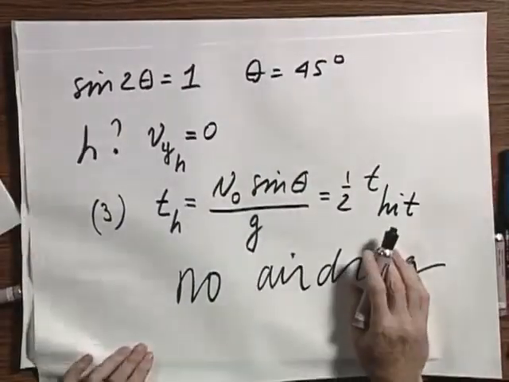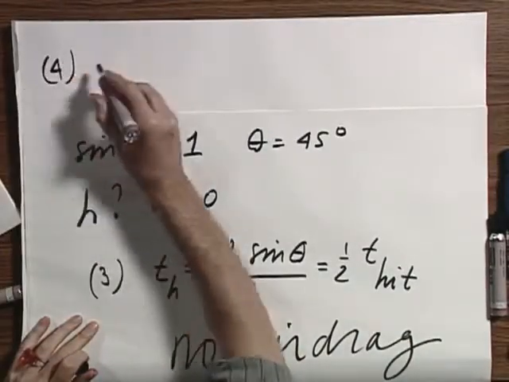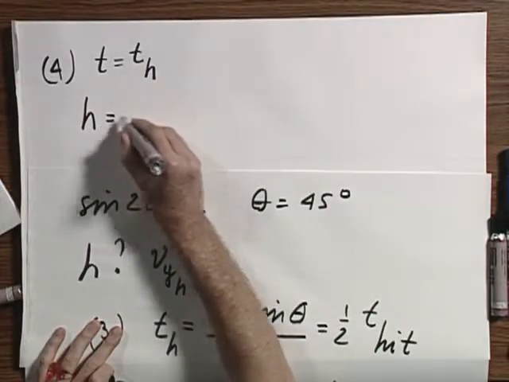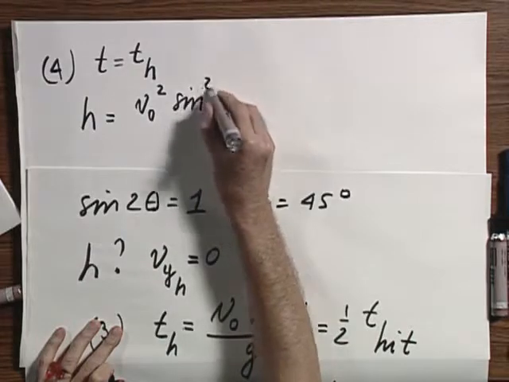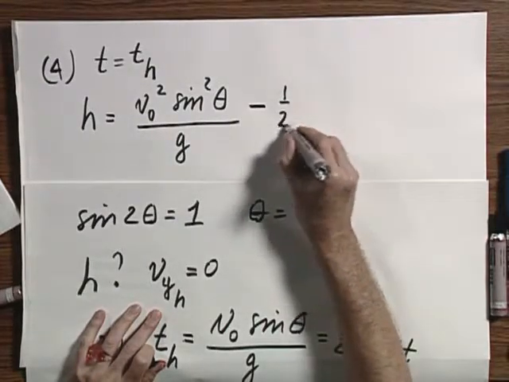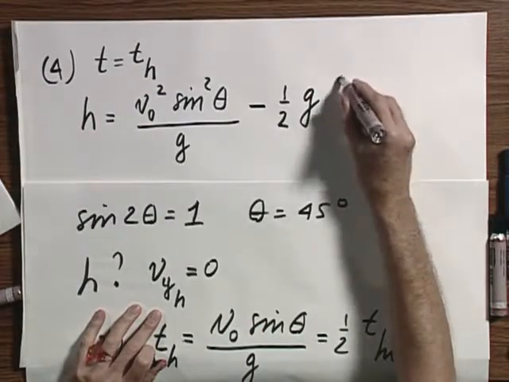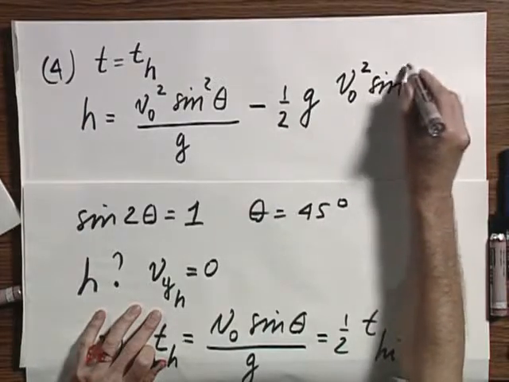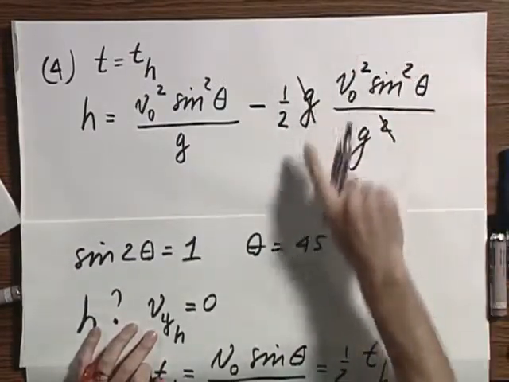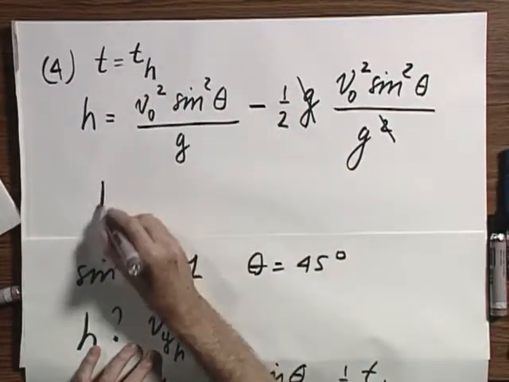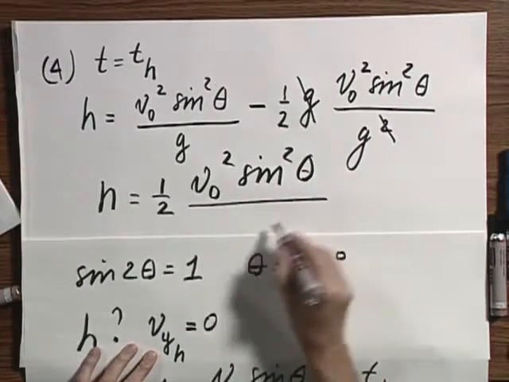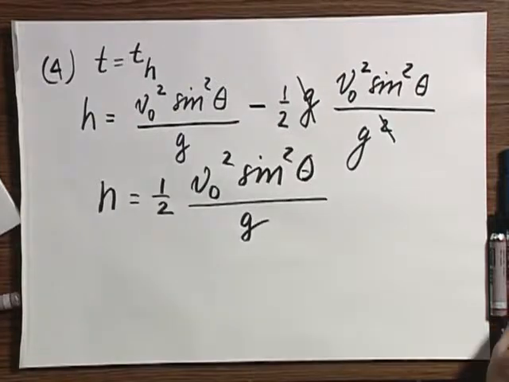What is this height h now? Well, I go back to equation number 4, and I substitute in that equation t equals th, and I have calculated here th. So I find then that h equals v0 squared sine squared theta divided by g. That is the first term of equation 4 minus 1/2 a t squared. Here is my a, and here comes my t squared, v0 squared sine squared theta divided by g squared. They eat each other up. This term is exactly the same as this term. This is a half and this is a 1. So h equals 1/2 times v0 squared times sine squared theta divided by g. And that's what you were asked to calculate.